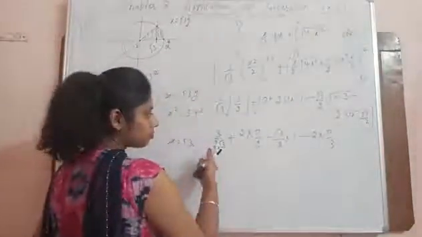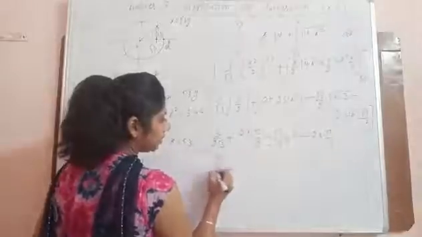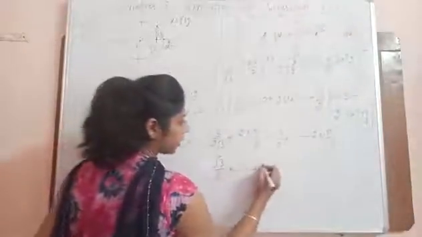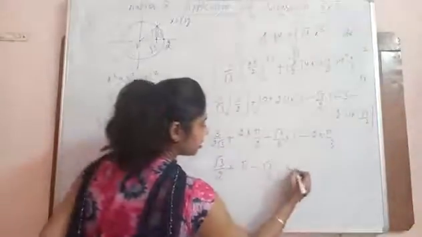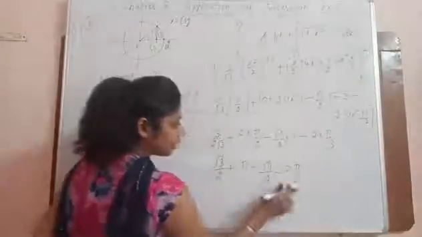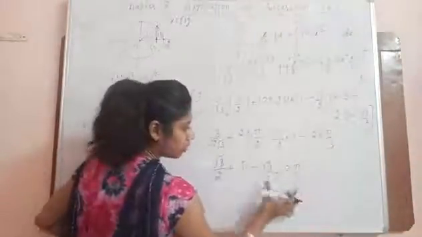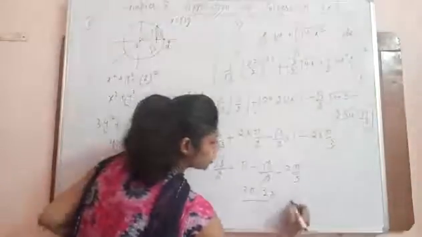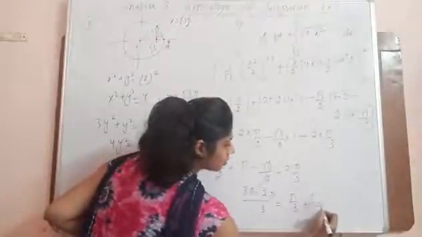So if you rationalize it, it will become root 3 by 2 plus pi minus root 3 by 2 minus 2 pi by 3. These both terms will be cancelled. So by taking the LCM of these two terms, 3 pi minus 2 pi by 3. So the answer is pi by 3.